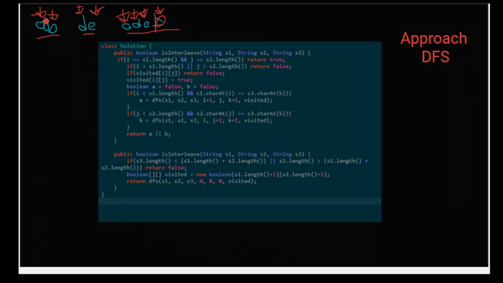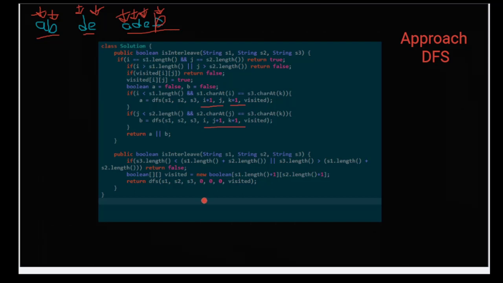Like once it is visited, we'll increment i and we'll pass k plus 1. You can see here, if the length is fine, we are doing the DFS for i plus 1, j and k plus 1. But if j is matching, then we are doing it for i, j plus 1 and k plus 1. So that's what we need to keep in mind. This is quite a simple approach if you go after it.